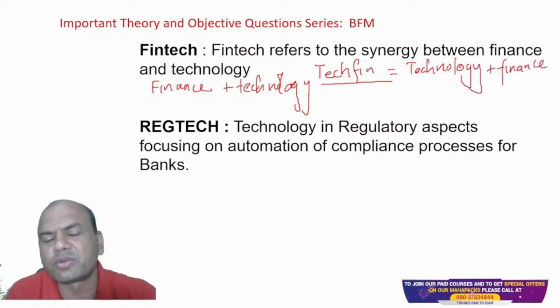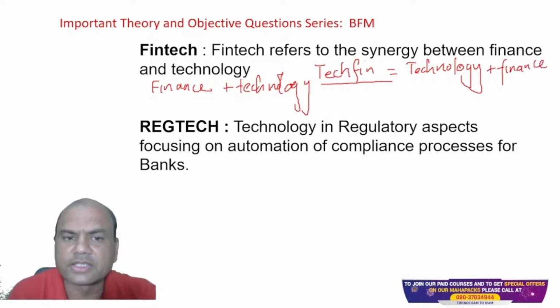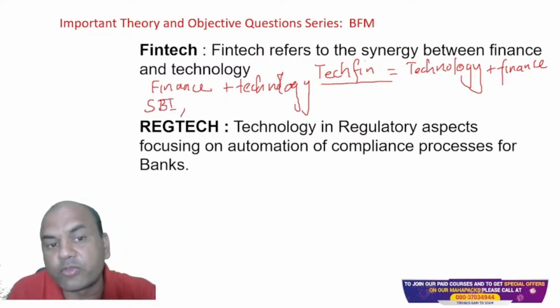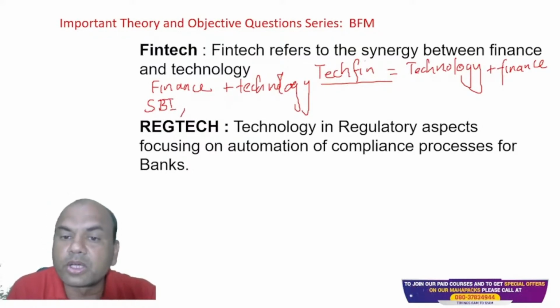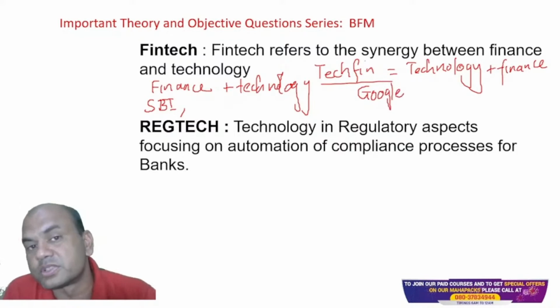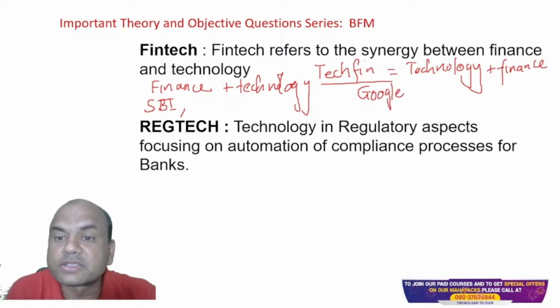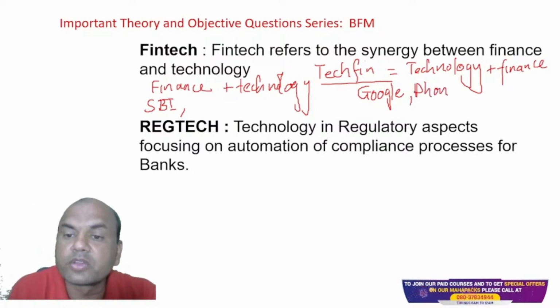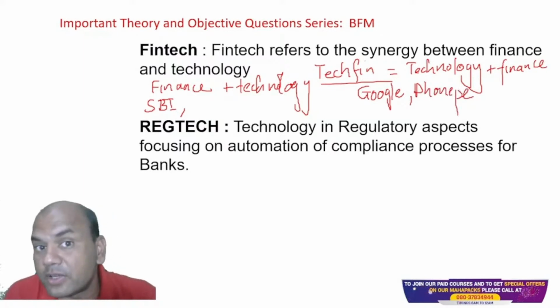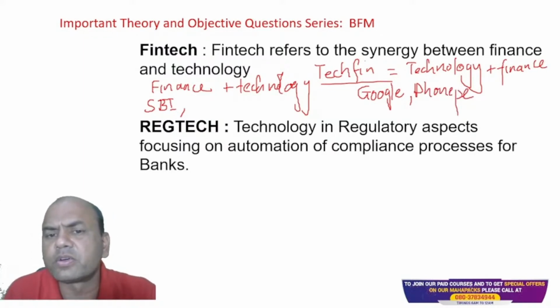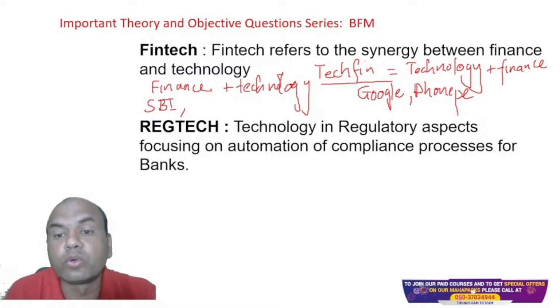Okay. Now you'll say, sir, what is the difference? Only the words are different over here. See, the difference is like this. Suppose SBI will fall in fintech. SBI, HDFC Bank, all are banks. They are fintech. They are first finance, then technology. Techfin means what? Google will fall in techfin because it is first technology and then it is giving loans. PhonePe, first it is technology, then it is giving loans. Google, PhonePe. Okay. So these are all the techfin companies. Understand the difference? There is a slight difference in the words, but a huge difference in the overall companies.